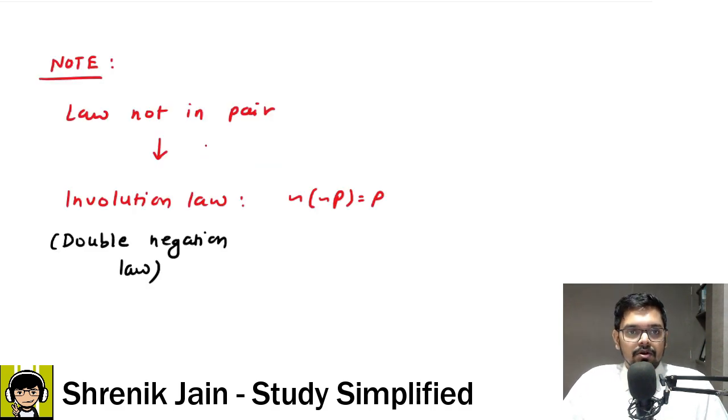Coming to the last law, which is a special law because it is not following the duality property. What is it? It is involution law, which is also known as double negation law. In Rosen's book, which is famous for discrete mathematics, it is written as double negation law. So negation of negation P is P. A bar, the whole bar, was A in probability. Here also negation of negation P is P.